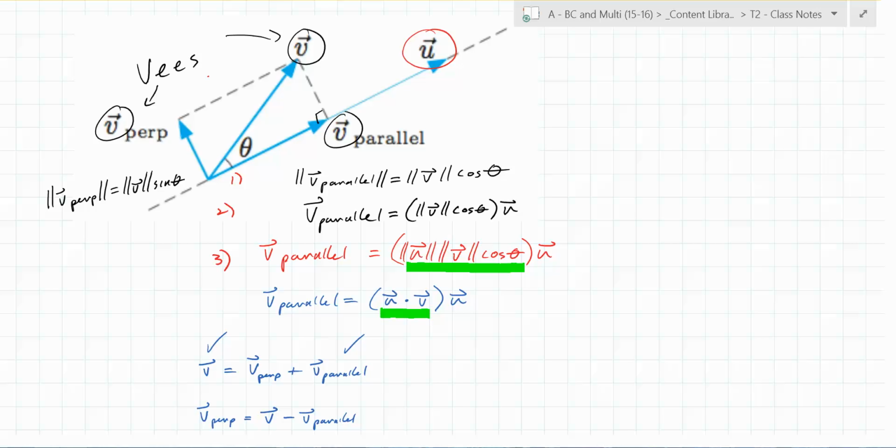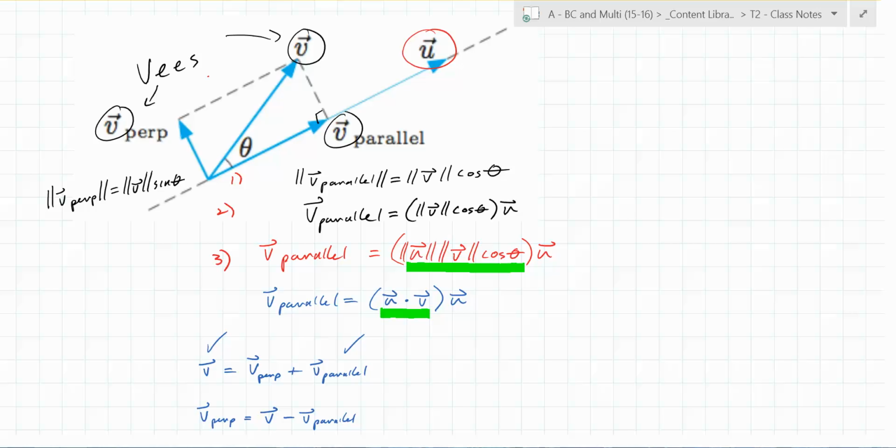Are you okay with this truth? This is the first one. Are you okay with this? Yeah. The length of this vector is equal to the length of this vector times cosine of this. Are you okay with that right there? What is cosine? Cosine is opposite over what? Hypotenuse. That's where you get it from.